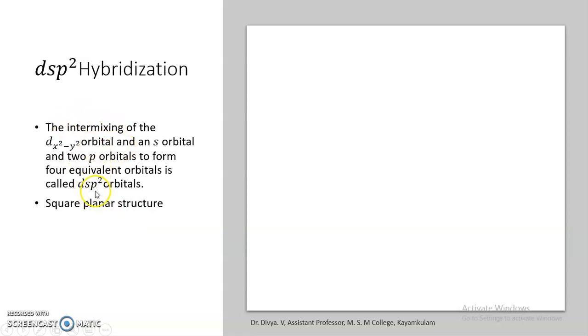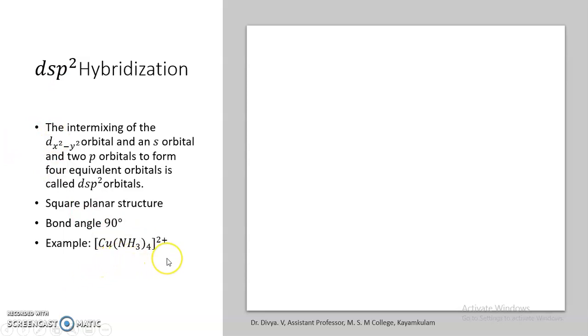Here you can see that four hybrid orbitals are newly created, but in the case of sp3 hybridization also four hybrid orbitals are created, but the structure is different. In that case it is tetrahedral in nature, but in the case of dsp2 hybridization, even though it contains four hybrid orbitals, they are arranged in a square planar way. They make a bond angle of 90 degrees.